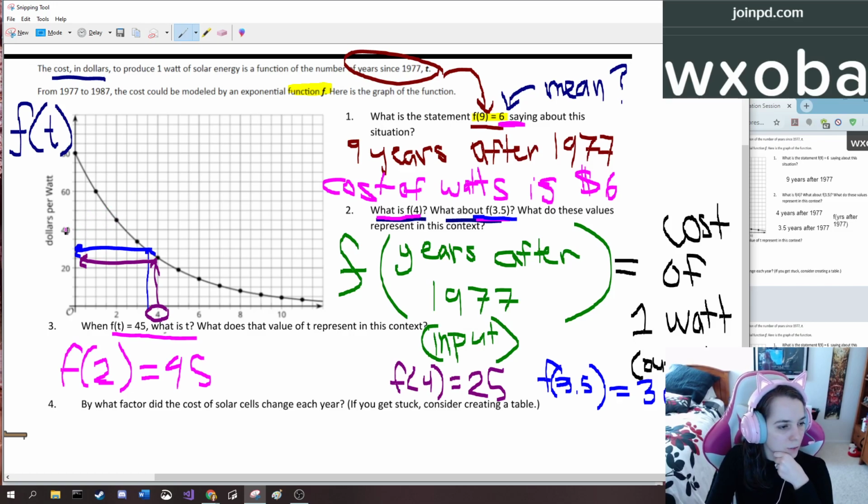So here, this is 45. These go up by 5s because it goes 5, 10, 15, 20, 25, 30, 35, 40. So 45 is here, so I would start on this side instead, and then I would go down to my input. So if I'm given 45, we would find that the input is going to be t equals 2.